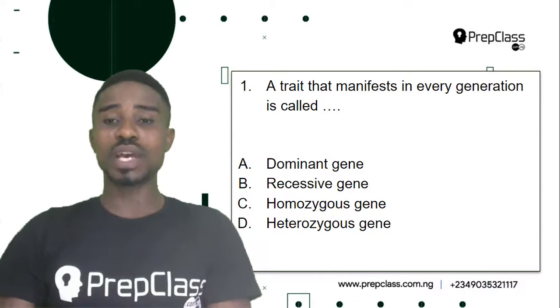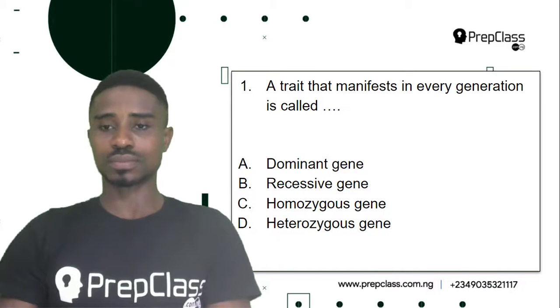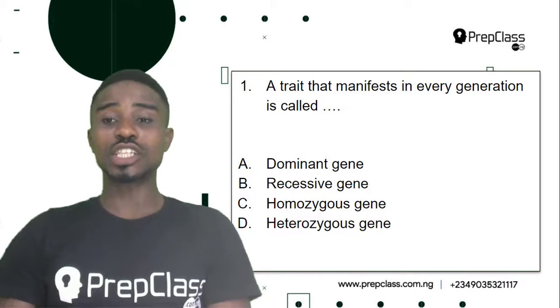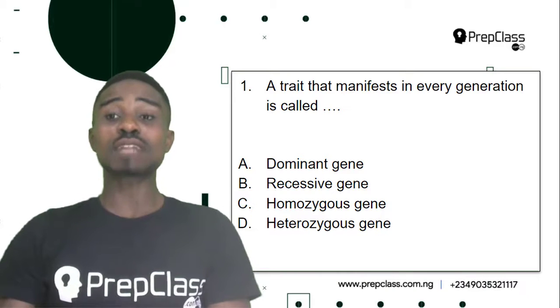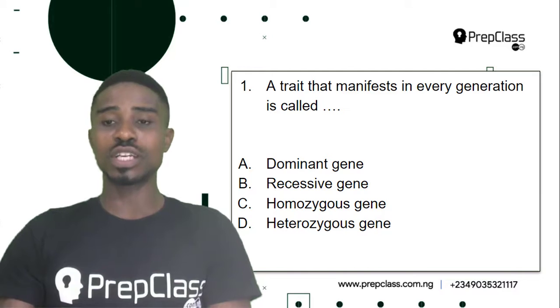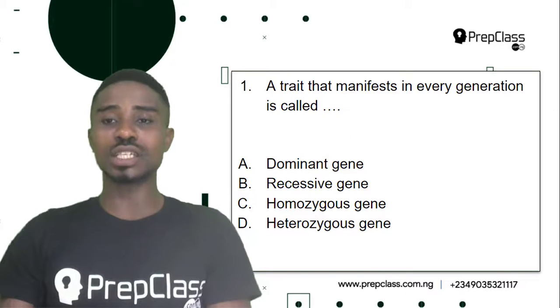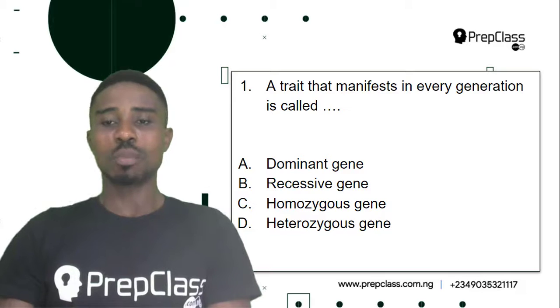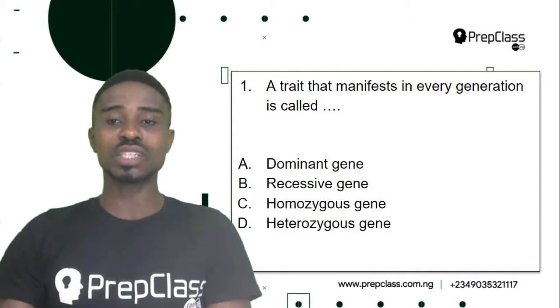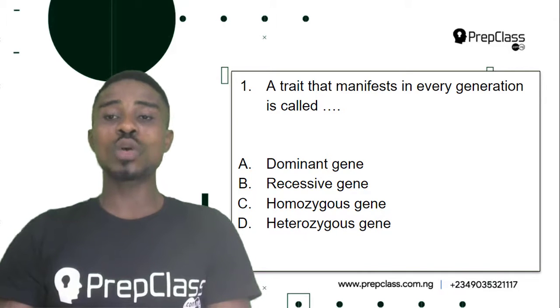So which option best answers this question? Now, a dominant gene is a gene that manifests in every generation. It is present in every generation. It dominates. That's why we call it dominant gene. It's always occupying in every generation. But a recessive gene is a gene that is silent in a particular generation, then manifests in another generation. It is not always present in every generation.